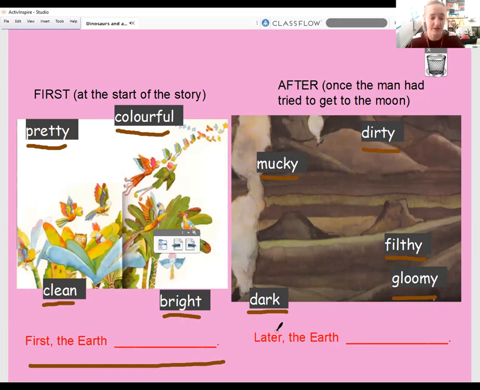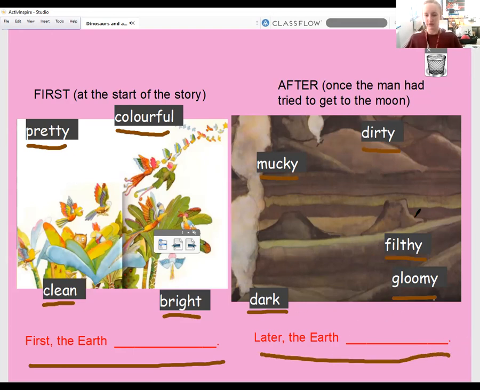Well done. You might have said, first the Earth was pretty, first the Earth was colourful, first the Earth was bright. You might have lots of fantastic adjectives. Okay. Now though, we're going to compare it and we're going to think, what happened after? So after the man had done all these things, what did the Earth look like? And we're going to use this sentence starter underneath, which says later the Earth.